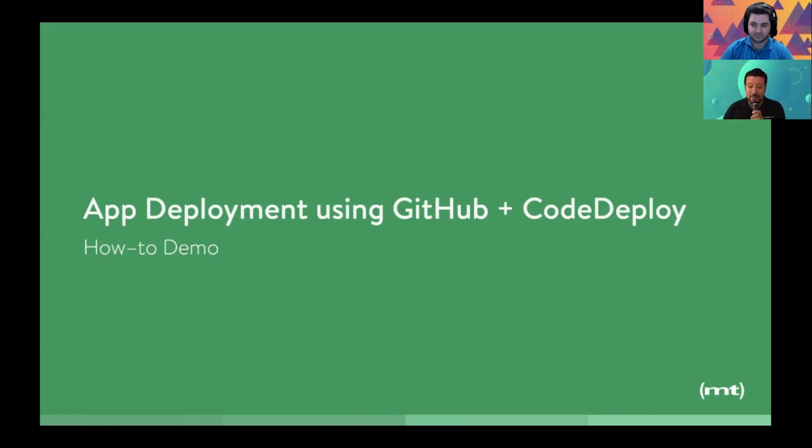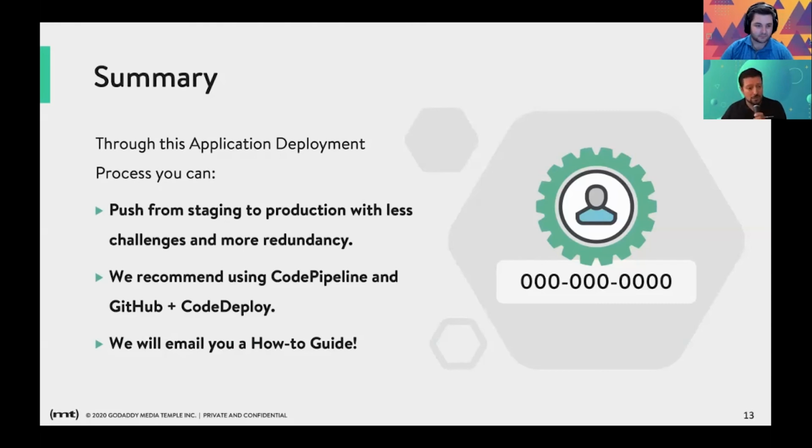And at this time, we want to just go through a summary of what it is that we learned today. Through this application deployment process, you can expect to push from staging to production with fewer challenges and more redundancy. We recommend using the CodePipeline and GitHub plus CodeDeploy setup. However, we are open to hearing how you would like to set that up and having a conversation with you.